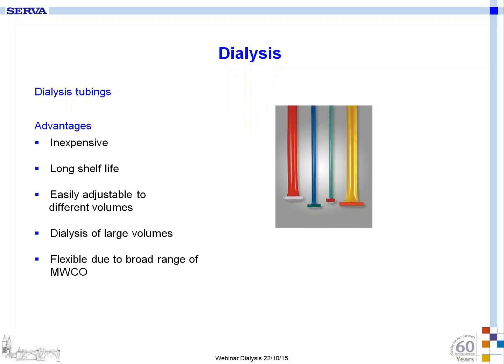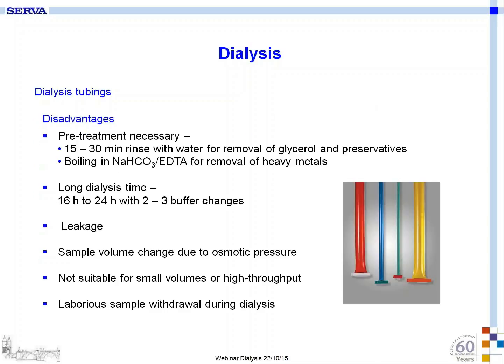And this is, of course, one of the advantages of using the dialyzed tubings. You can easily adjust them to many different volumes. You have a broad range of molecular weight cutoffs and flat widths available, and they are very inexpensive and have a long shelf life. But they have a lot of disadvantages as well.